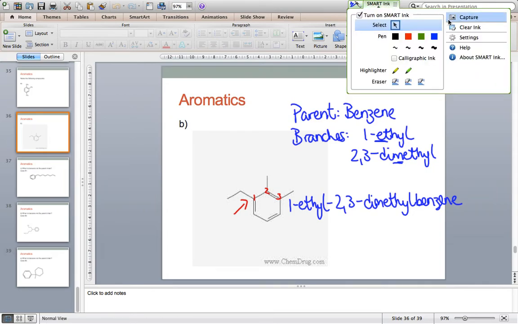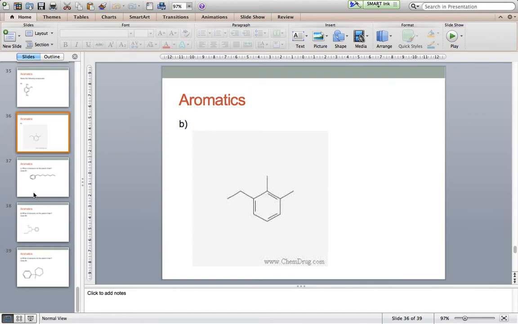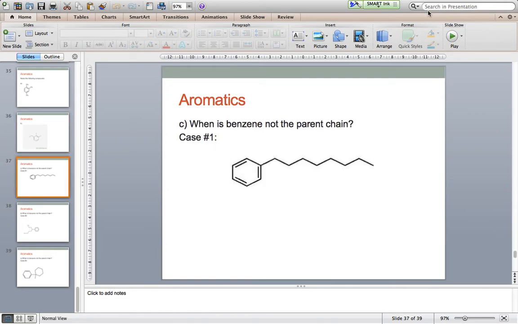So now let's take a look at examples where benzene is not the parent chain. So the question, when is benzene not the parent chain?